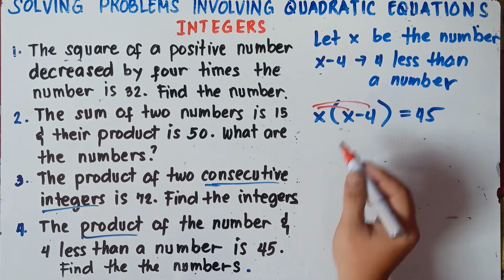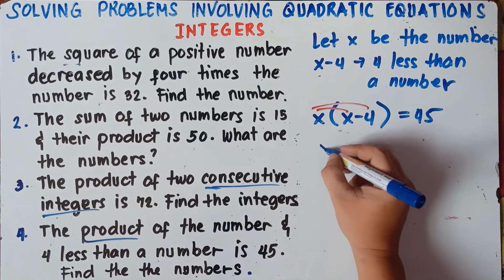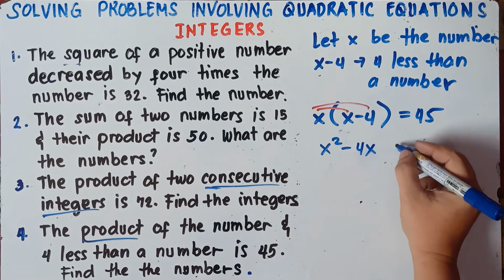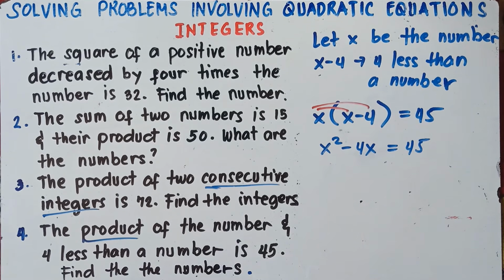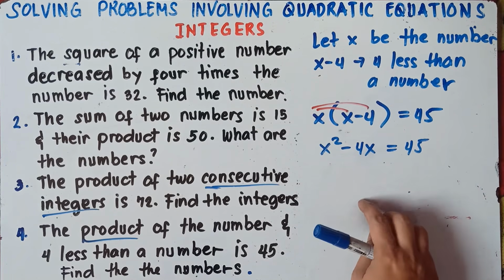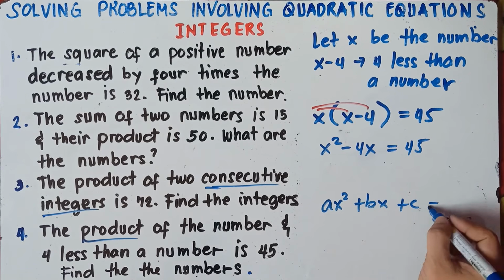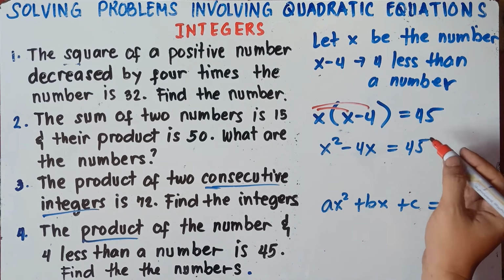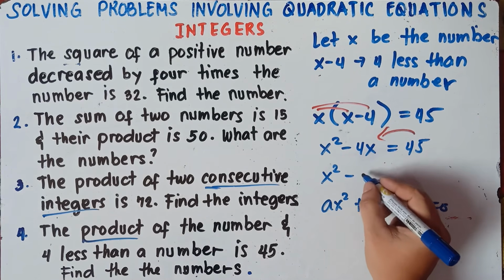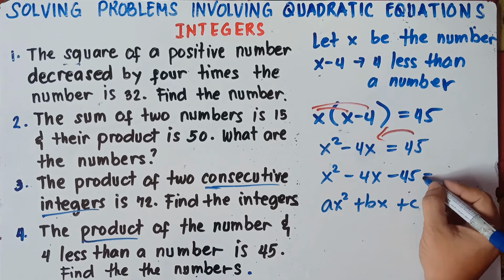Then you distribute, class. So this will be x times x, that would be x squared. X times negative 4, that's negative 4x. Then copy 45. And then you transform this one into standard form. So once again, the standard form, that would be ax squared plus bx plus c equals 0. So therefore, we need to transpose this 45 from right to left. So this will be x squared minus 4x minus 45 equals 0.